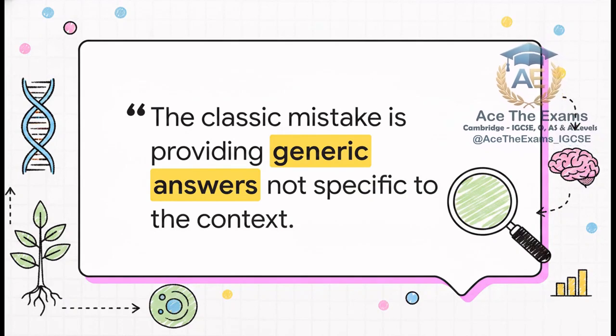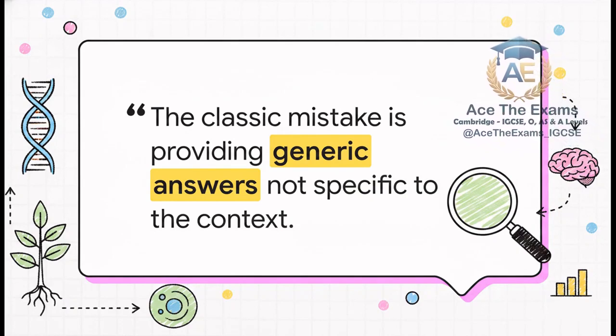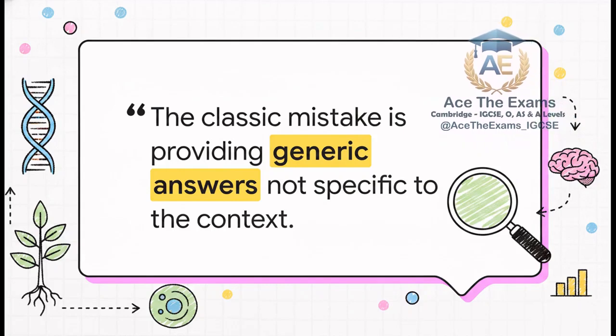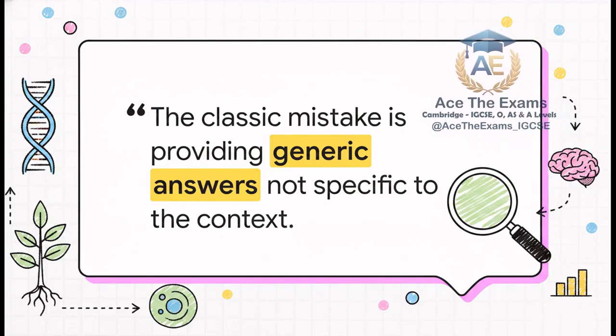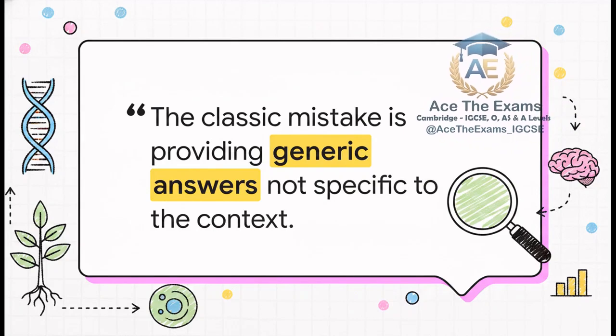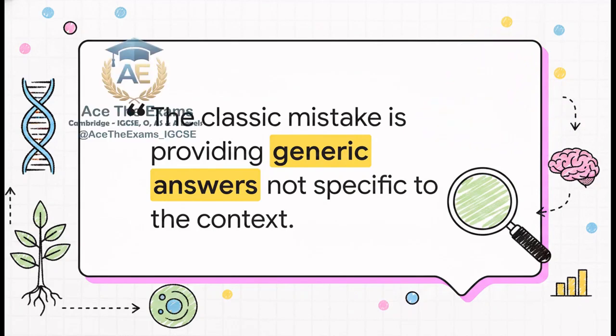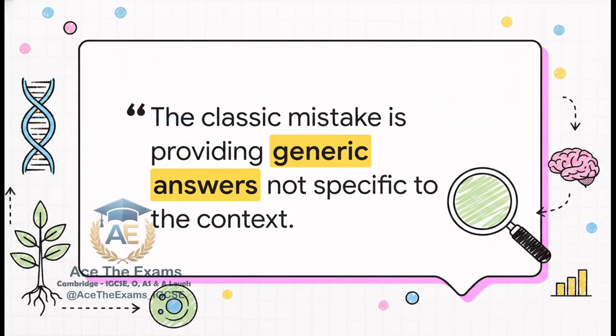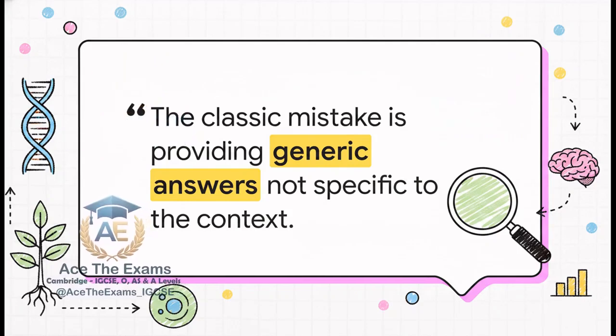The classic mistake is providing generic answers not specific to the question context. Always link every point to the given scenario. It really is that simple. If you memorize only one thing from this entire explainer today, please let it be this. Generic biology gets generic grades. Applied, contextualized biology unlocks the top bands.